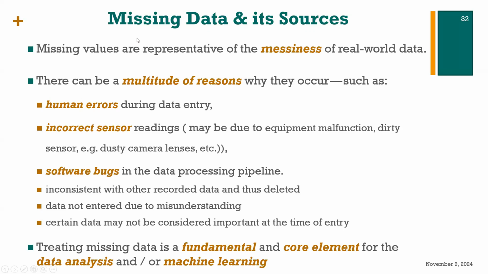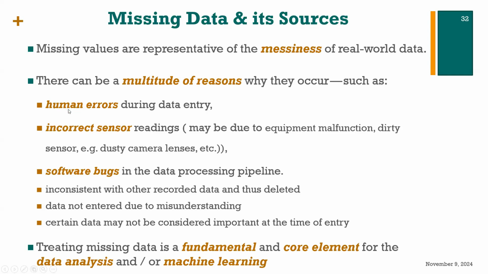Now, this is missing data and its sources. What are the sources of missing data? Why do we have missing data? We say missing values are representative of the messiness of real world data, and there can be multiple reasons why they occur. So it means it's natural to have missing values.